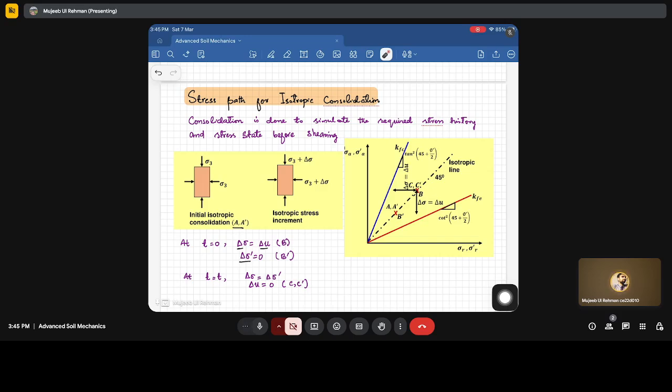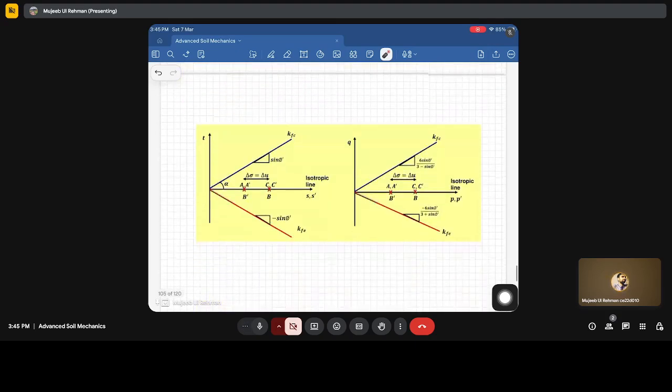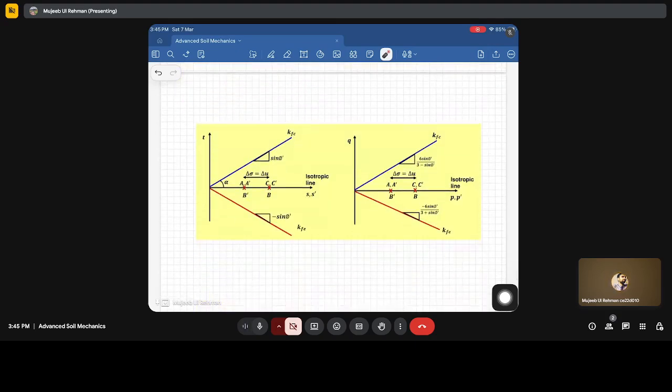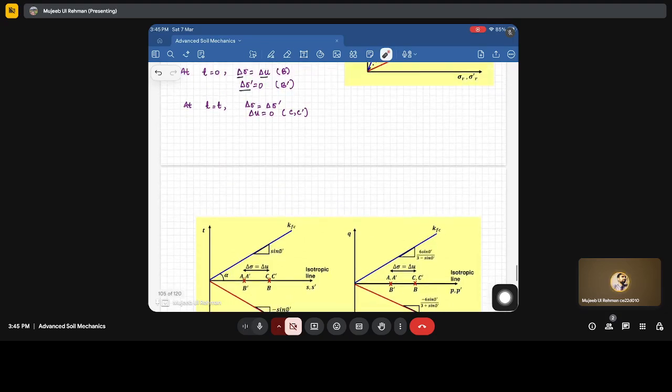So C dash is the final state where delta sigma is equal to delta sigma dash and delta u is equal to 0, and this is the stress path for the isotropic consolidation in the sigma a and sigma r plot. Now if we talk about the same thing in the t and s dash plot, first is A dash, where we have to determine the s dash, and we are done with that. This is the initial state, and at t equal to 0, delta sigma is equal to delta u.